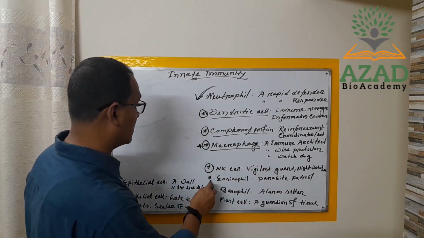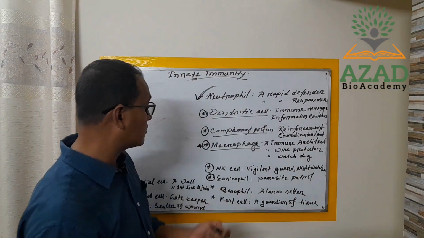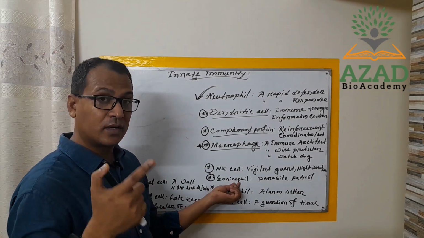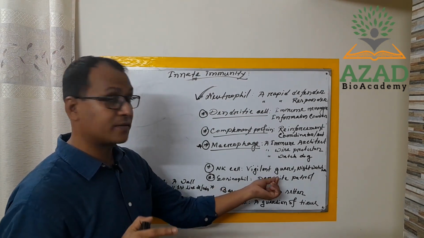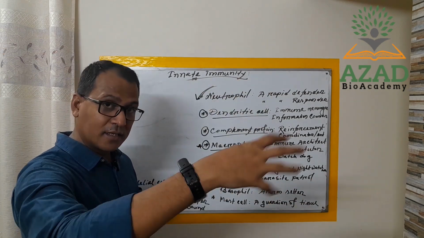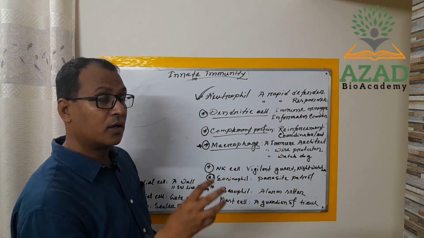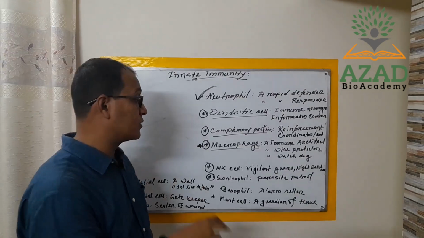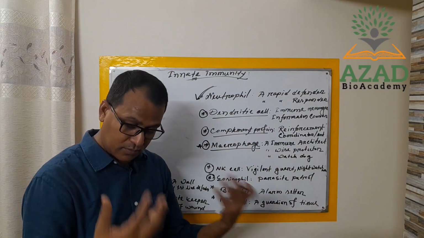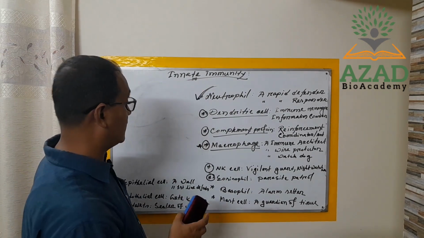So the next one is the eosinophil. Eosinophils are a blood component, a WBC. This eosinophil is basically responsible for patrolling against parasites. Okay, the microorganism is a parasite. The eosinophil plays an important role against parasitic microorganisms, although eosinophil has another immunological role as a part of innate immunity.